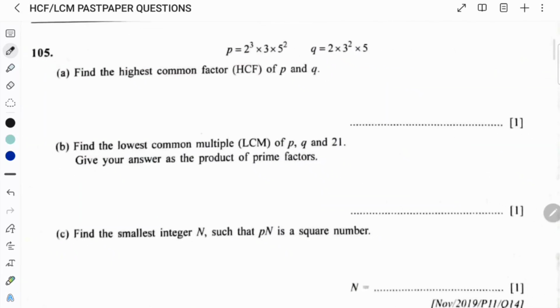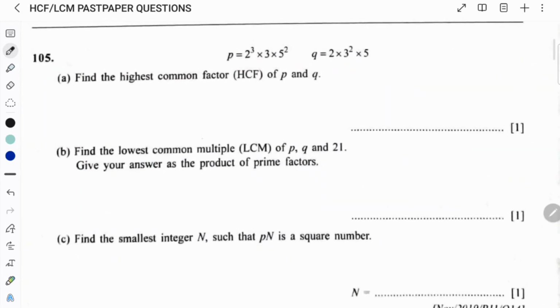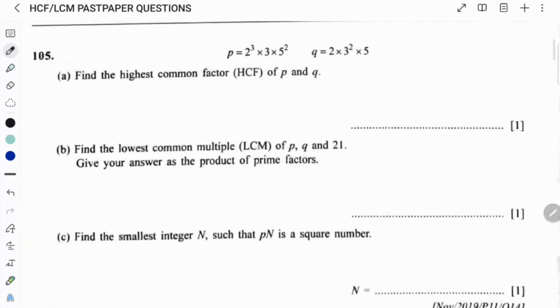Next question, November 2019, paper 1-1, question number 14. Okay, P is equals to 2 cube into 3 into 5 square, and Q is equals to 2 into 3 square into 5. Find the highest common factor of P and Q.